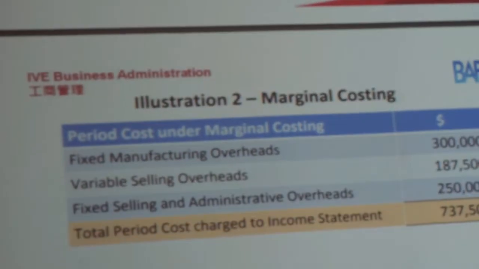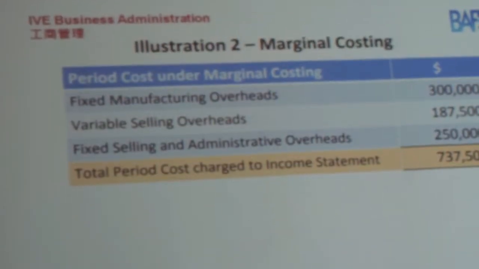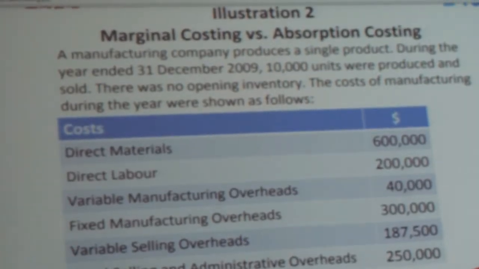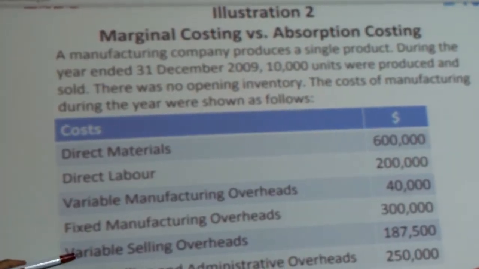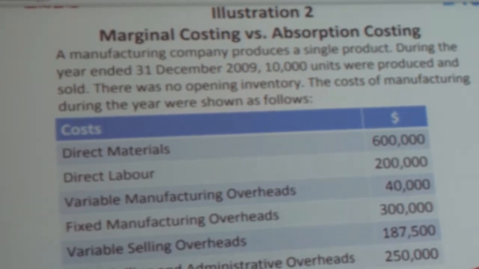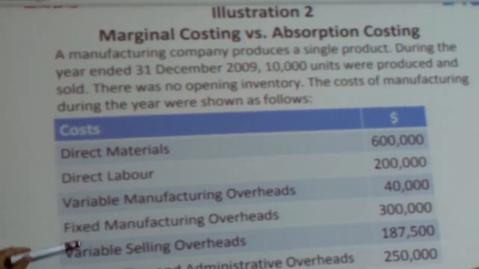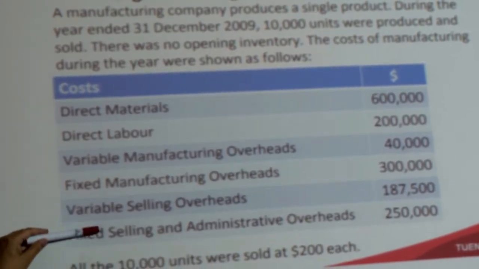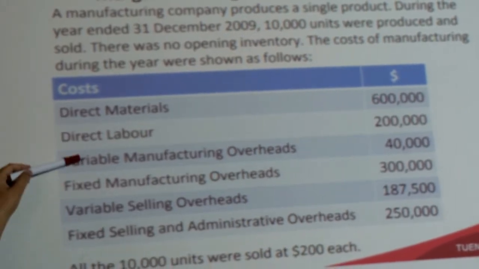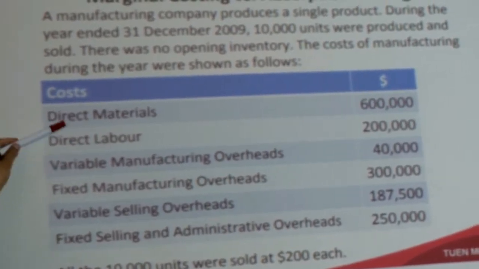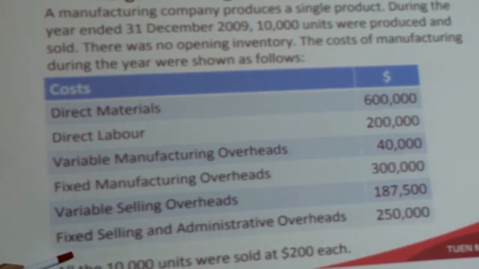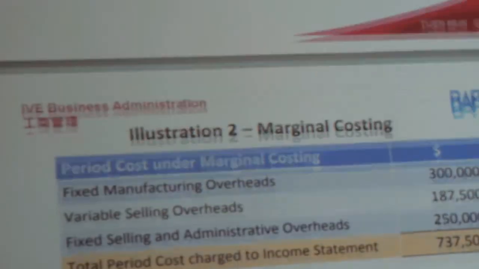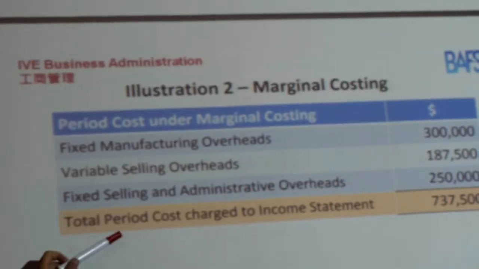So for period cost, it will be like we just said, 1, 2, and 3: fixed manufacturing overheads, variable selling overheads, and fixed selling and administrative overheads, because these are period cost under marginal costing. We know these two very clearly, but because we are talking about marginal costing, any cost which is fixed in manufacturing goes under period cost. So we have totaled these three down here to calculate the total period cost.